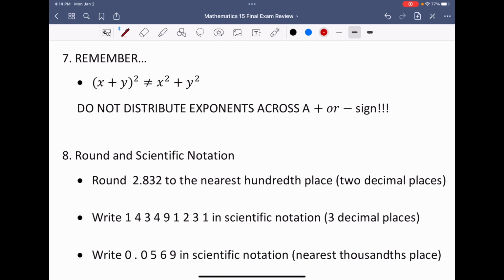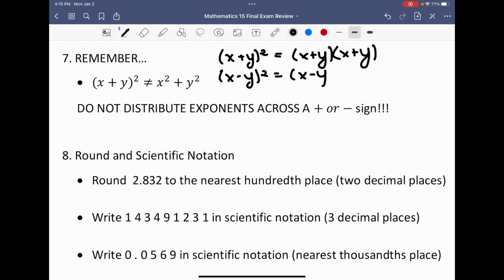So it would be totally incorrect for us to say, yeah, this is x1, y1. We take our 2 and we apply it to both of those. That is completely incorrect, because what does it mean to actually square? Well, if I have x plus y and I square it, this is equal to x plus y times x plus y. We write it out twice. And similarly, x minus y squared is equal to x minus y times x minus y.